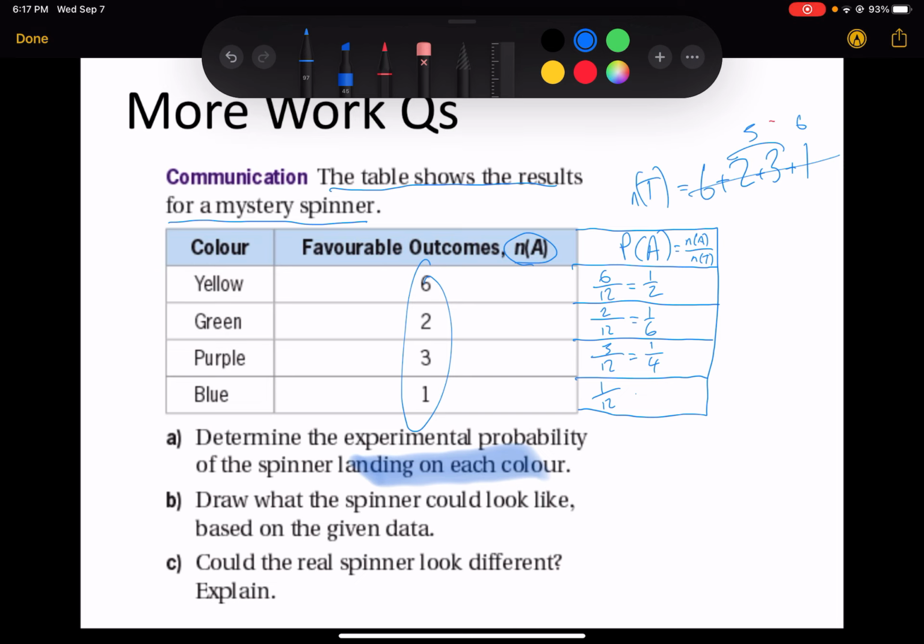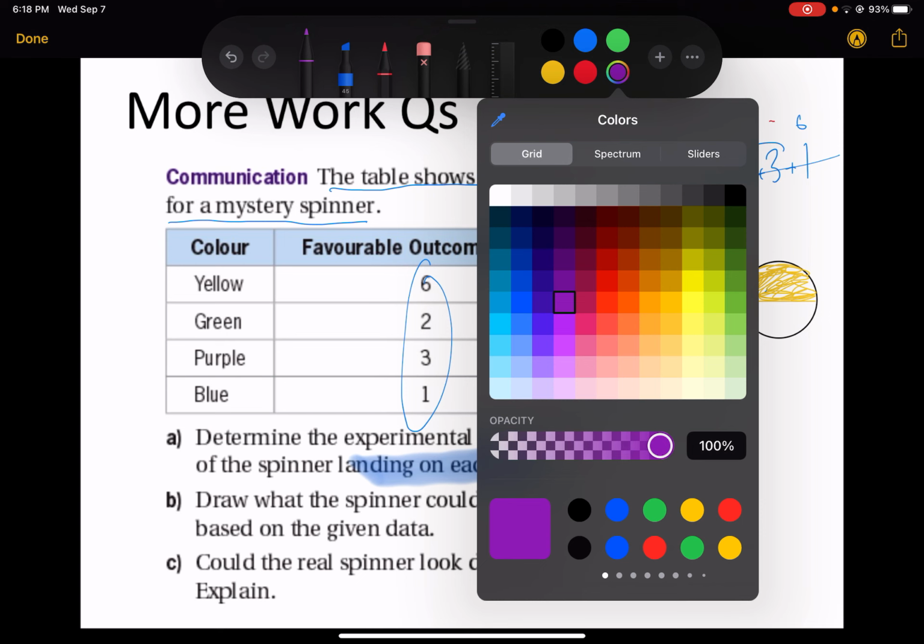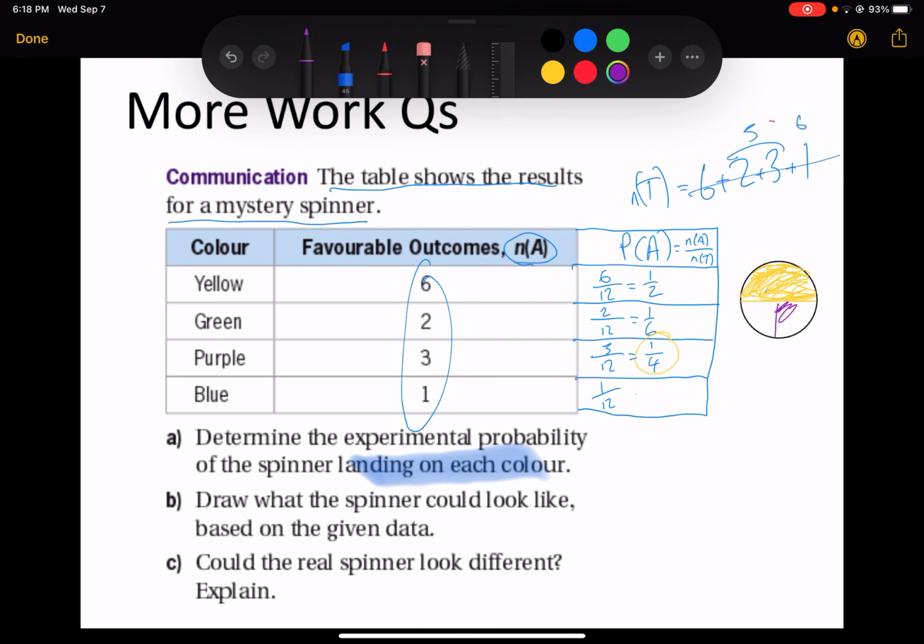Draw a spinner. Draw what the spinner could look like based on the given data. Okay, so what we have is a circle. This is what our spinner would look like. We have a circle, and half of it's going to be yellow, because 50% of it would be yellow. That's what we expect. 1/4 of it's going to be purple. So let's just grab purple, and 1/4 of the spinner is going to be purple. And then we have 1/6 and 1/12.